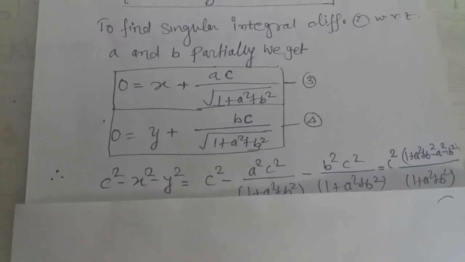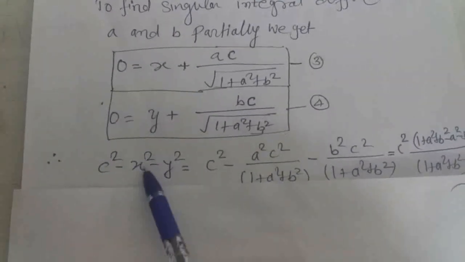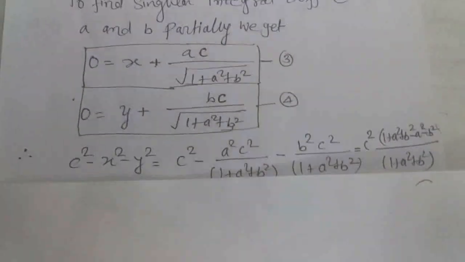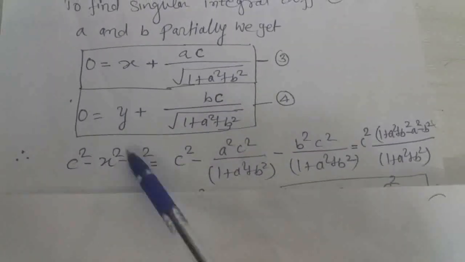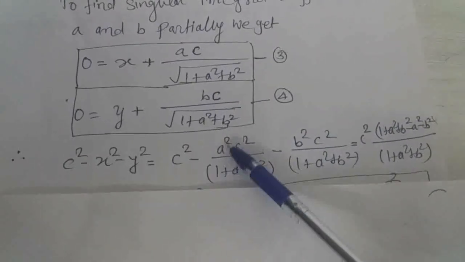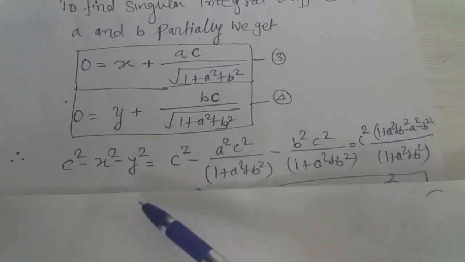First we calculate the term c square minus x squared minus y squared. We calculate the value of this factor. So we get a c square, x square we get from here, and whole square is a square c square upon 1 plus A square plus B square minus y square.